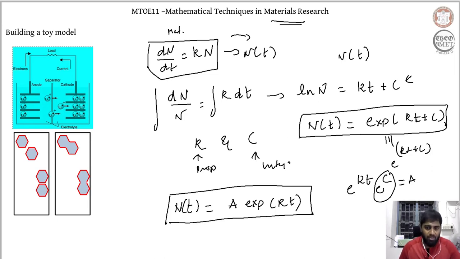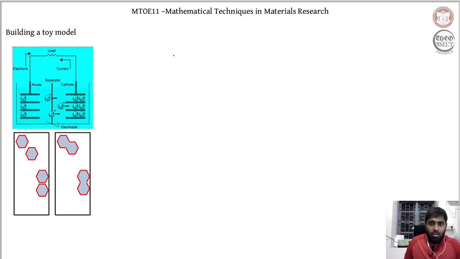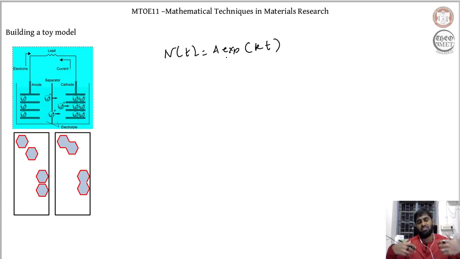Essentially, the amount of lithium ion in my electrode at a given time t can be expressed in this manner. Now I have a constant that comes from integration and a proportionality constant. We are kind of clueless about what these two constants are. As far as the pure mathematics is concerned, we have arrived at an expression, but we are clueless about what these constants mean. First, we will try to address whether there is a way for us to understand what this constant physically means.